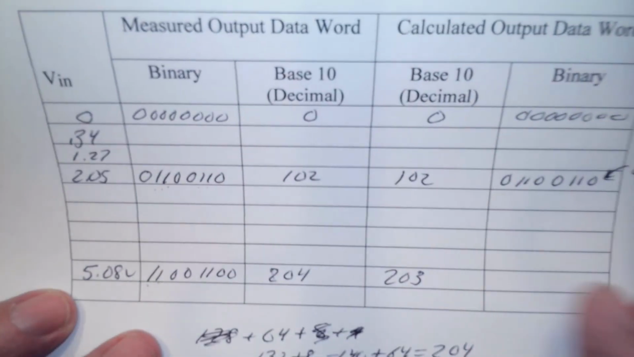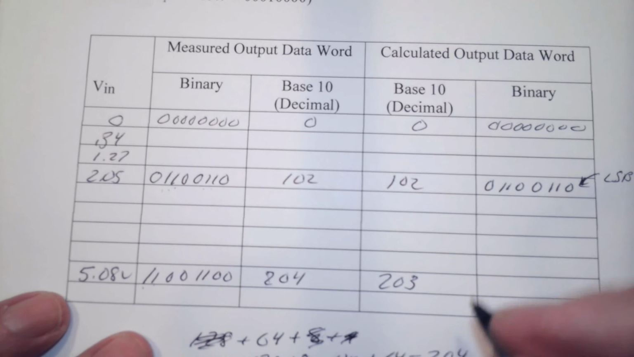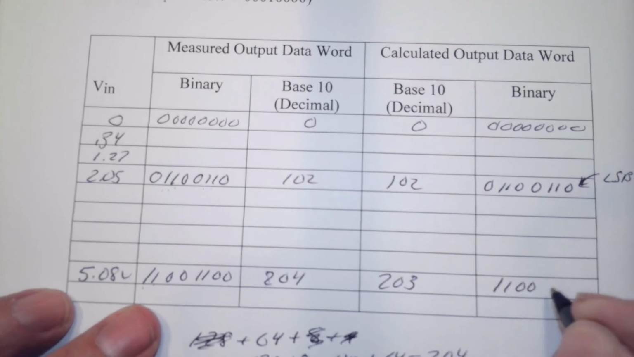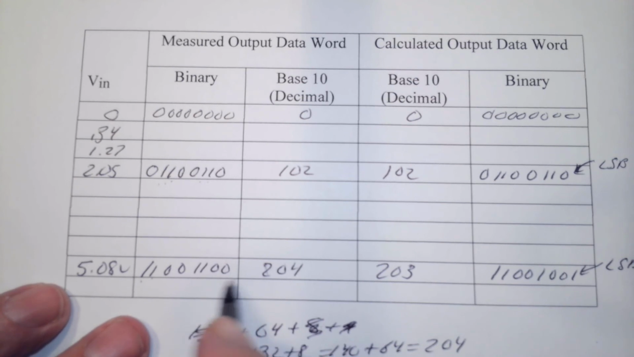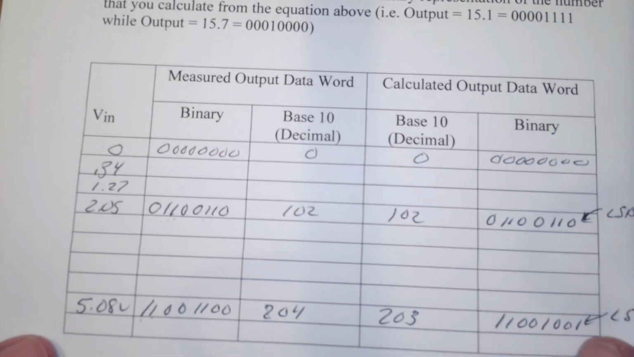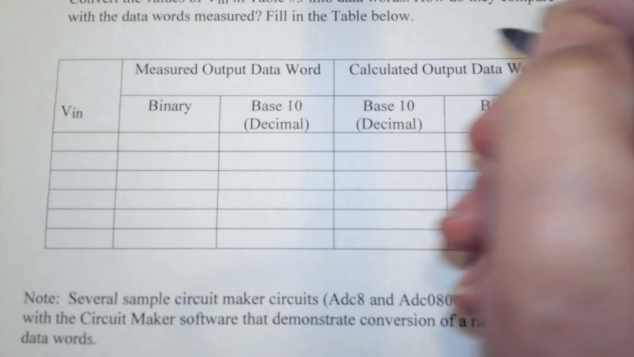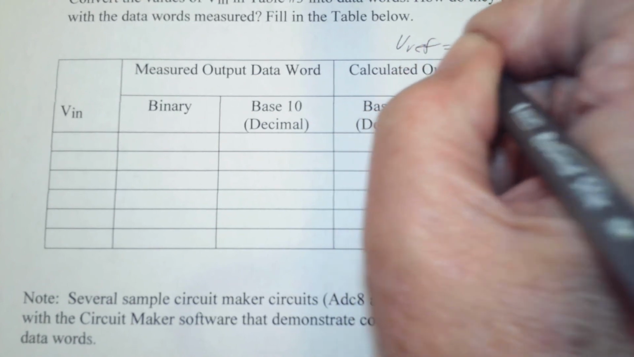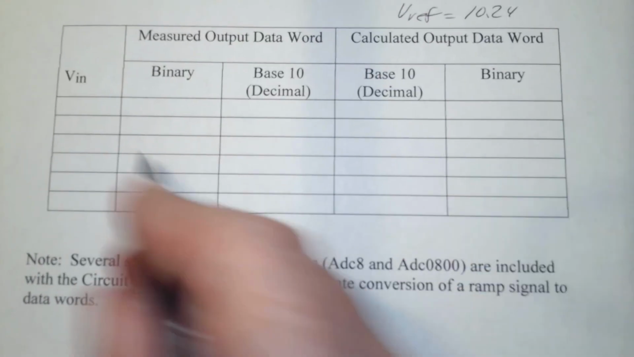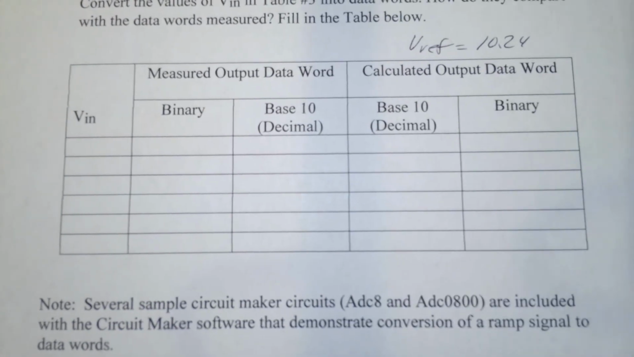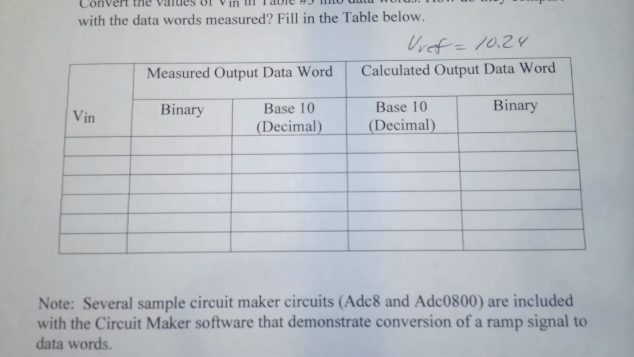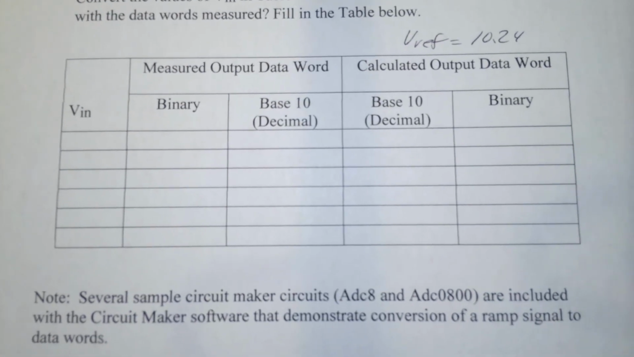Way down here at the bottom, 203. The binary for 203 is 11001011. So you notice that this least significant bit is off by 1 versus the measured one. All right, the only other thing is that we did the same thing over here, with a new value of V reference equal to 10.24. So you would do it the same way to figure out what they should be versus what they were. They should be pretty close. The most they should be off by is 1, that would be the least significant bit. Okay, so much for this video.